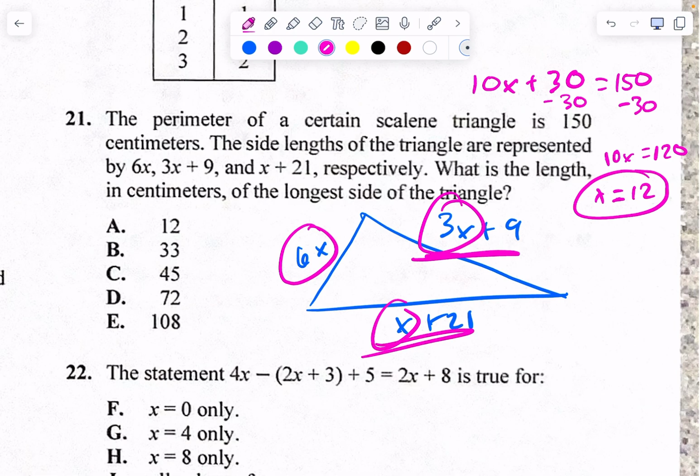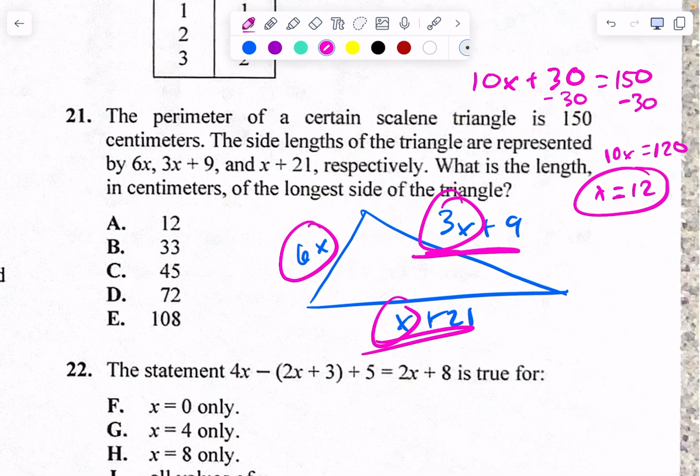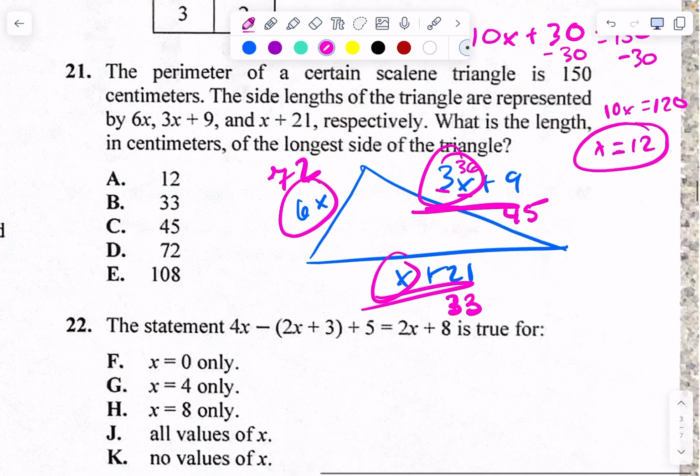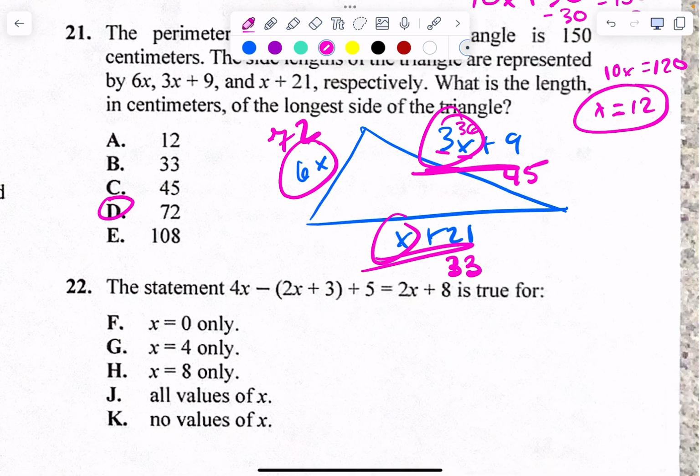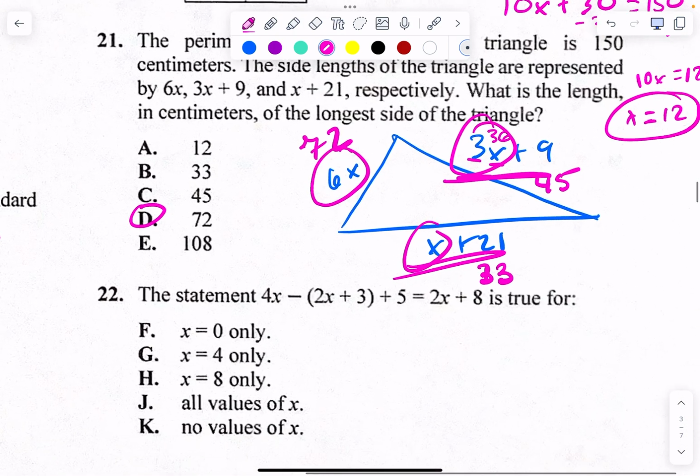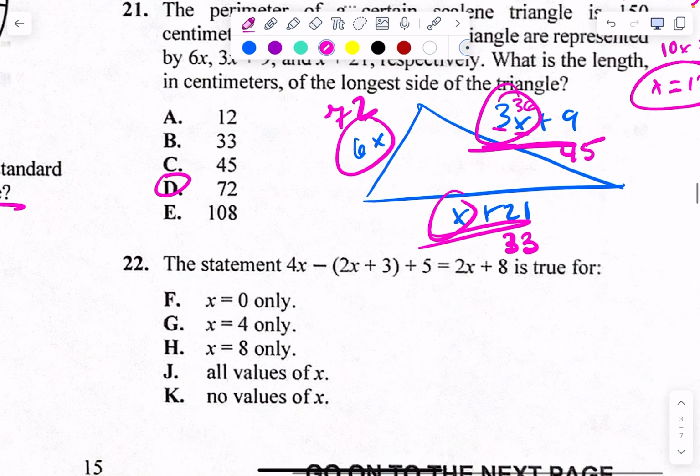Probably one of those two, maybe? 6x. You think 6x is? This would be 72. Okay, 12 into there, this is 36 plus 9, so this is 45. And this one is 33, so 72. Yeah? Something like that. That was a real quick one, you've got to really think.